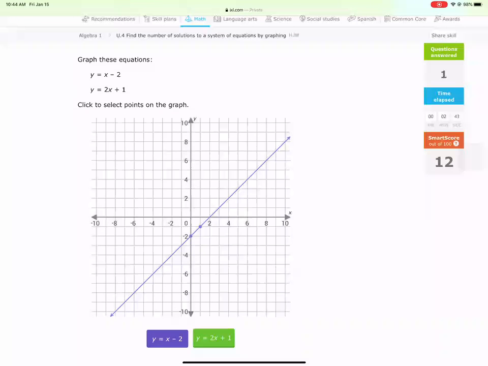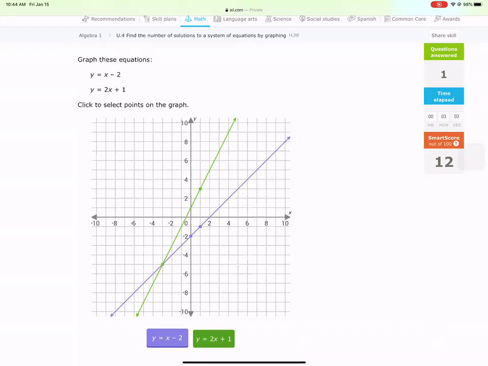Our second equation, we're going to say y is equal to 2x plus 1. The plus 1 is my y-intercept. Let's put a dot there. And the slope would be rise over run, up 2 over 1. And as you can tell, these graphs meet at one point, right? They meet at one point right here.